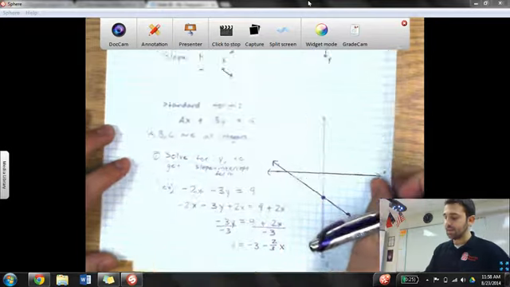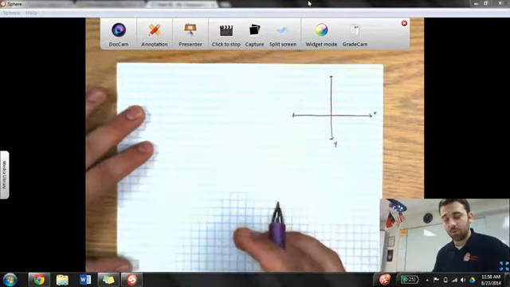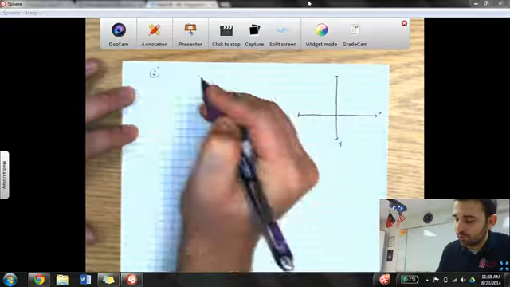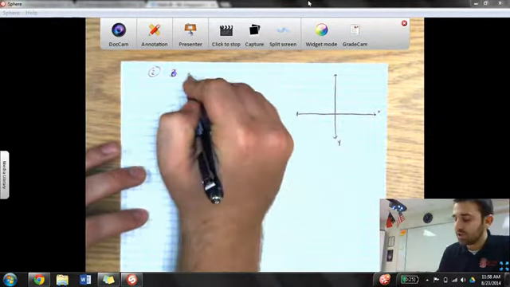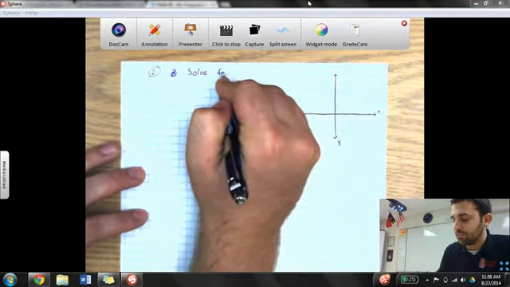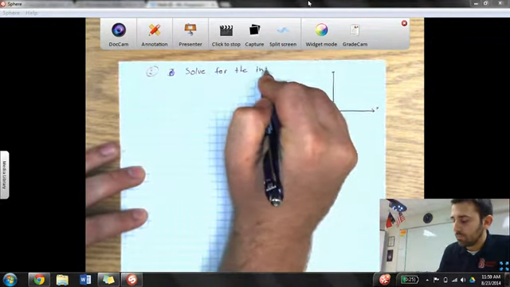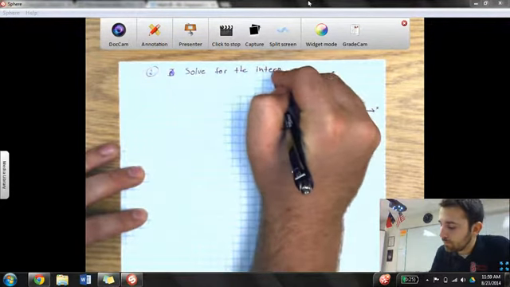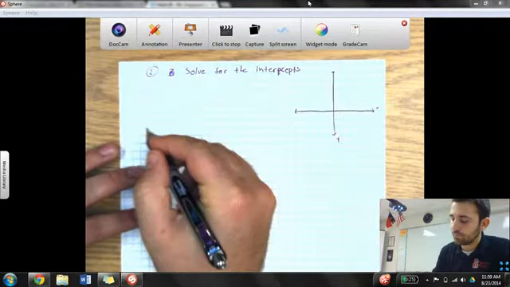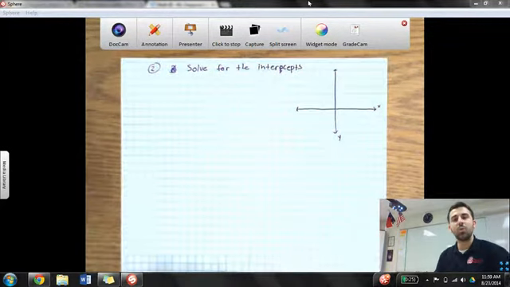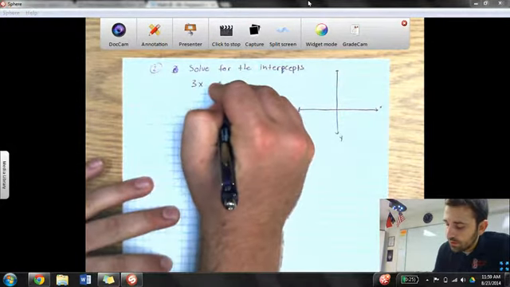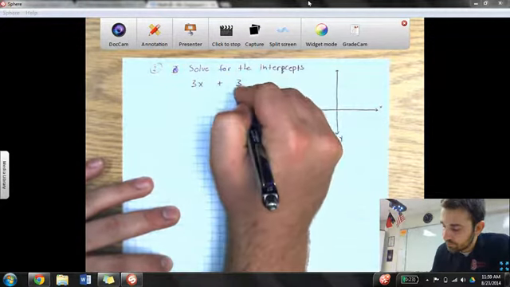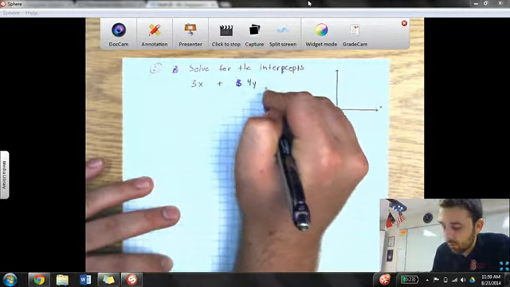The second way to graph standard form equations is to solve for the intercepts. And what that's saying is we want to know where our line crosses the y-axis and where our line crosses the x-axis. So if we look at the example, 3x plus 4y equals 12.